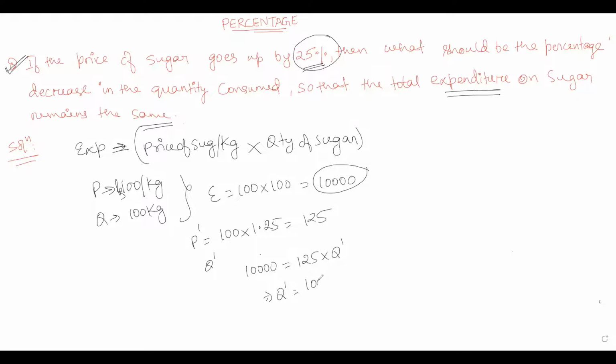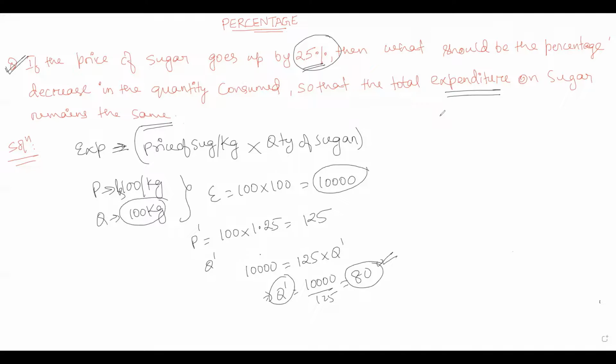So this would be 10,000 upon 125. Now, if you calculate this, this would be 80. So that means initially the quantity that we consumed was 100 kg, but now when the price of sugar increased by 25%, the quantity is reduced to 80 kg.